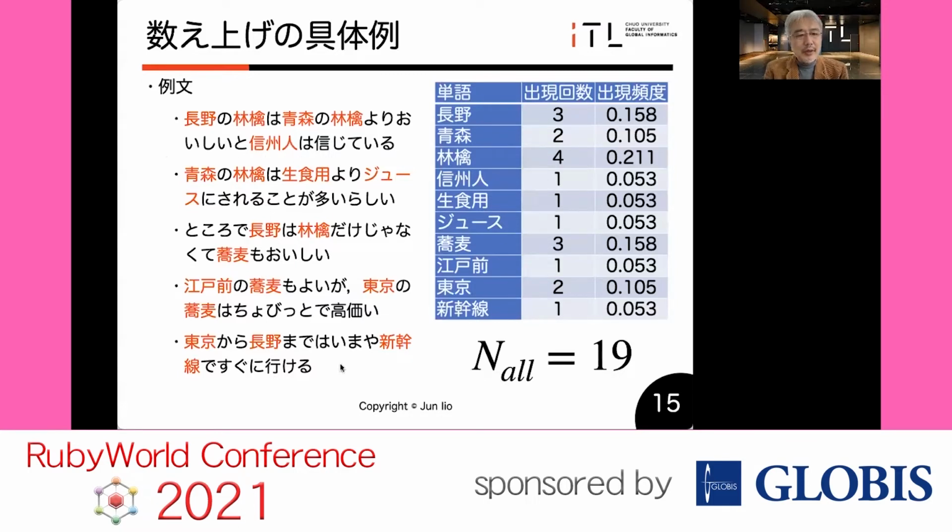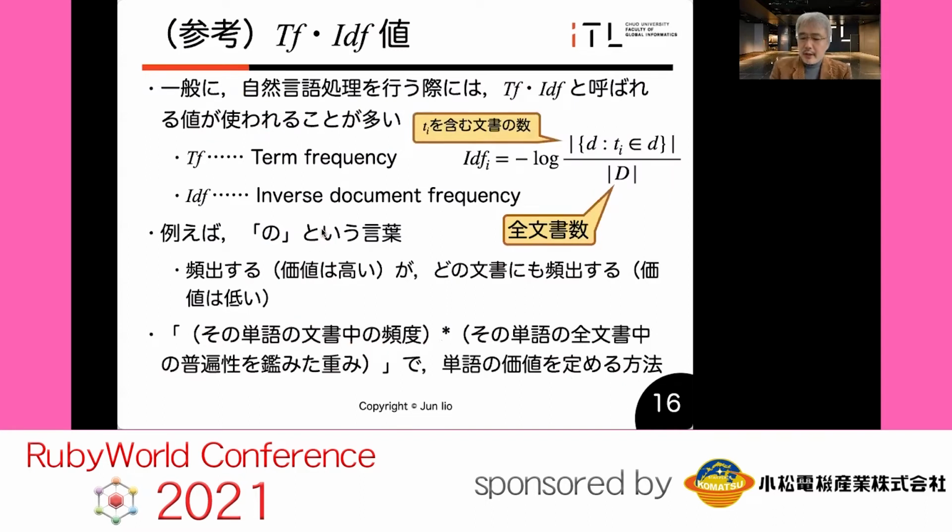For instance, Nagano apples are better than Aomori's, and the Shinshu people believe that. The red ones are the proper nouns, and they're selected as the proper nouns. And then Nagano, Aomori juice, and Edomae Tokyo Shinkansen, and these words are picked out. The total is 19, and Nagano appeared 3 times: 1, 2, 3. Aomori appeared 2 times. So 3 by 19, 2 by 19, and we calculate the frequency.